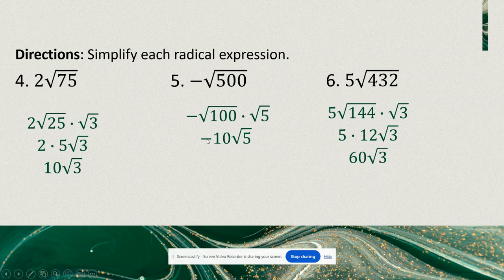Okay, so the only new thing that maybe we're not used to seeing a bunch is this number outside of the radical sign. But really, it's just going to come along for the ride, and we're going to end up multiplying it by whatever our perfect square turns into. So in this case, it was 5, and we multiplied it by the square root of our perfect square, which is 144. Of course, that is 12. 5 times 12, 60. Okay, same thing over here. 2 times whatever the square root of 25 is. We know that's 5, so 2 times 5 is 10.